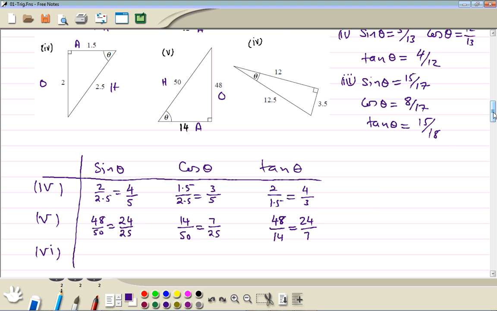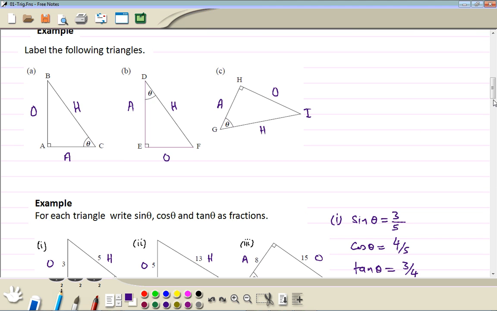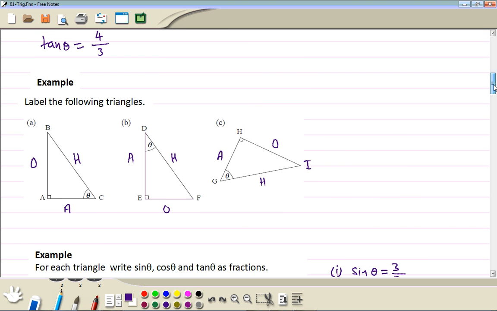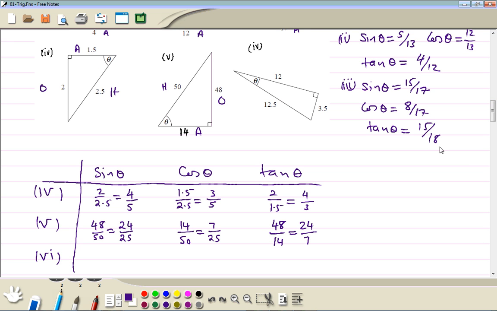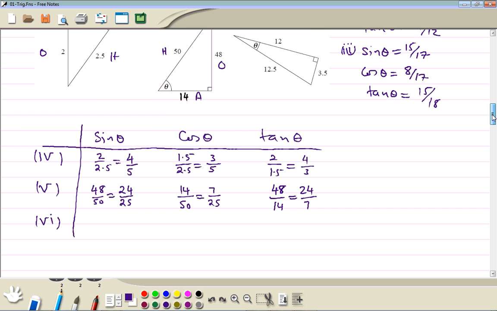Then number 6, so this is the opposite, hypotenuse, adjacent. Sine is going to be 3.5 over 12.5, multiply top and bottom by 2, 7 over 25.